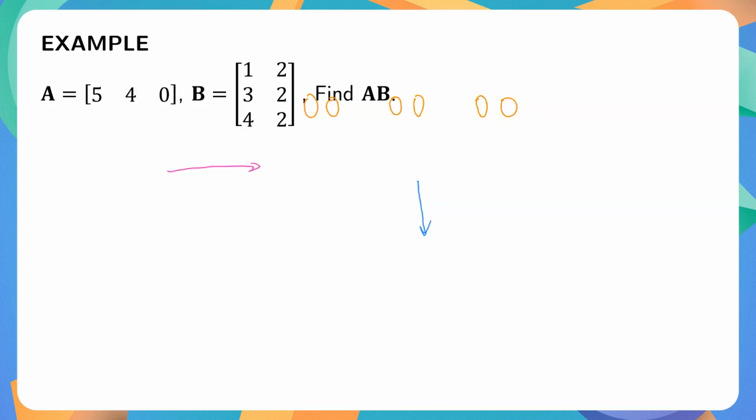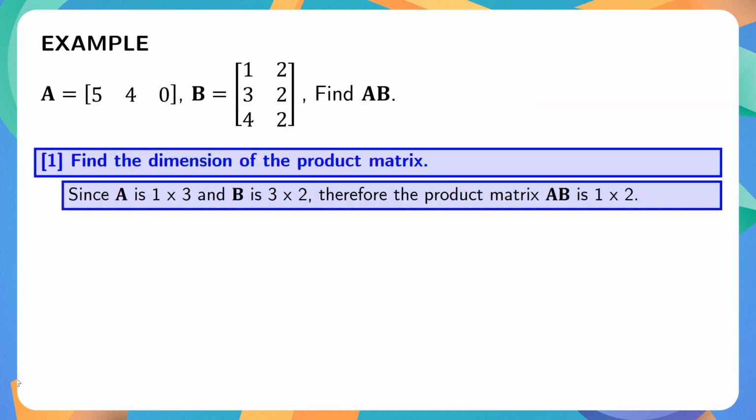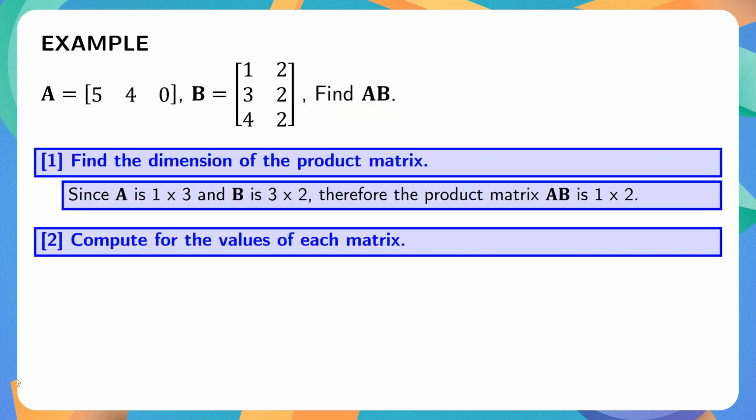Okay, so now let's try to apply this in an example. Given a matrix A and B, find the product of AB. First things first, find the dimension of the product matrix. A is a 1 by 3 matrix and B is a 3 by 2 matrix. Since the number of columns in A is equal to the number of rows in B, the product matrix AB is equal to 1 by 2. Or that would rather be the dimensions.